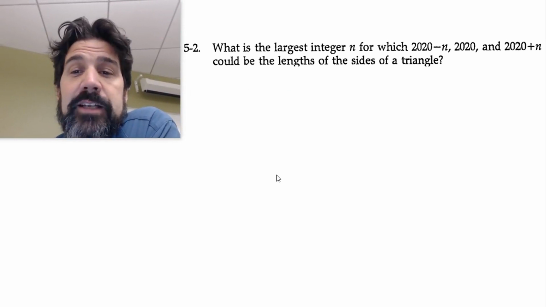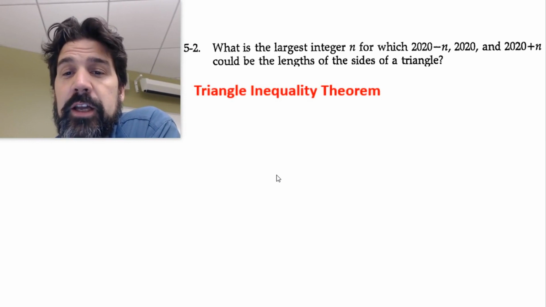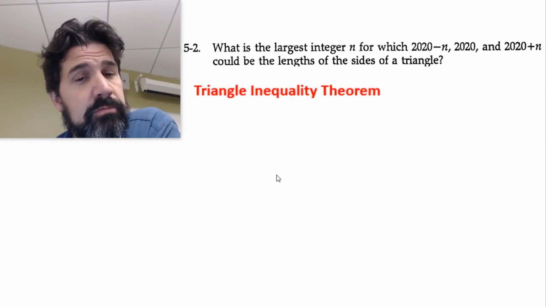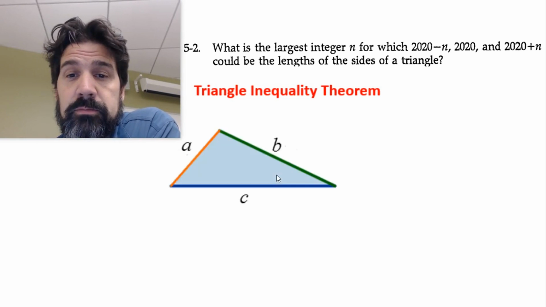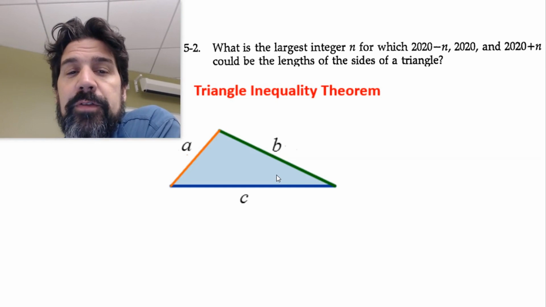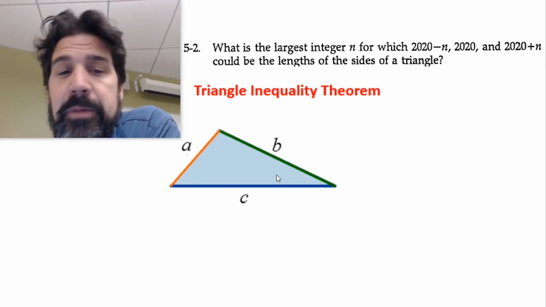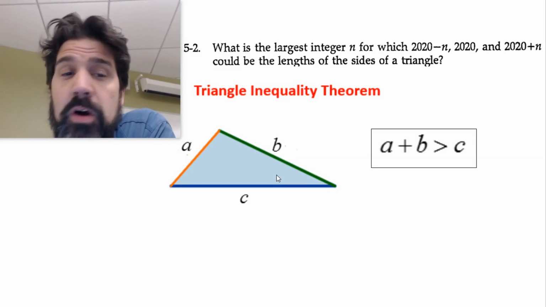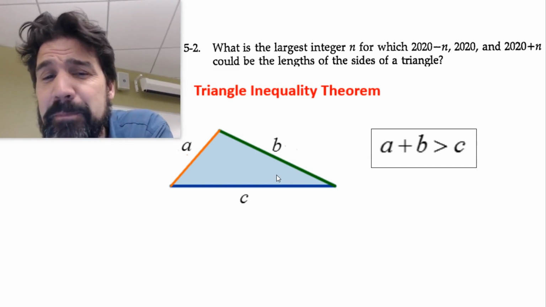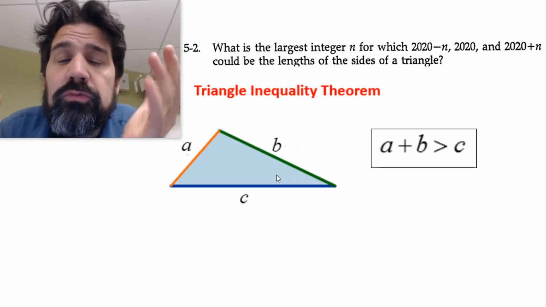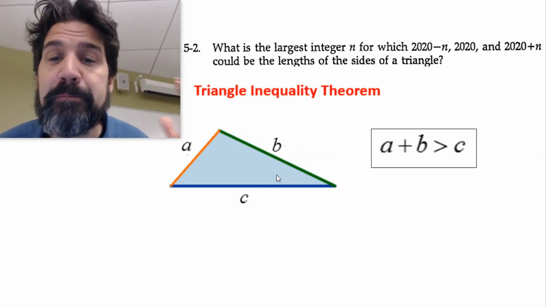This is definitely asking you, do you know the triangle inequality theorem? Maybe you do, maybe you don't. But what it says is that the two shorter sides of a triangle must always sum to more than the longest side. So if a and b are the shortest sides, they must be greater than c. It has to be true, or else they won't reach. If a and b are 1 and c is 100, they won't reach each other. So they've got to be bigger.